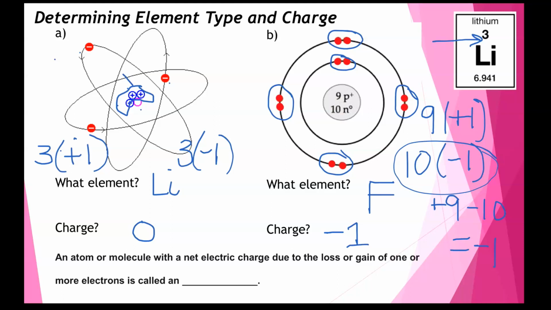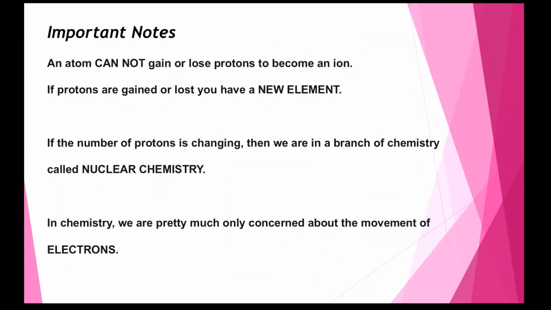And when we have an atom or molecule that has a net electrical charge, we have a different name for that type of atom. We call that an ion. Ion. And ions result due to an atom gaining or losing electrons. Now, let's talk for a second about that. So there's some important notes on this.